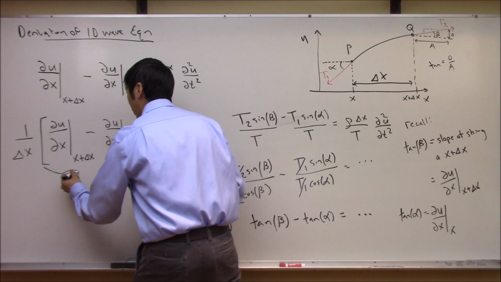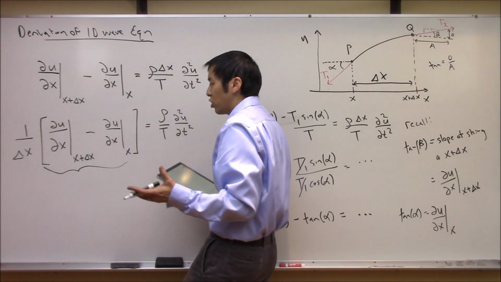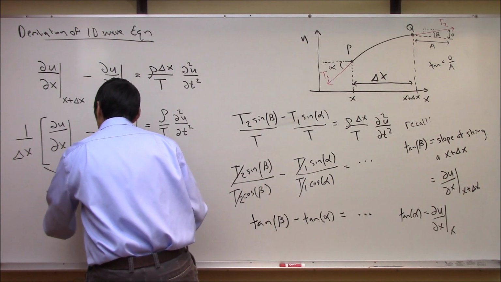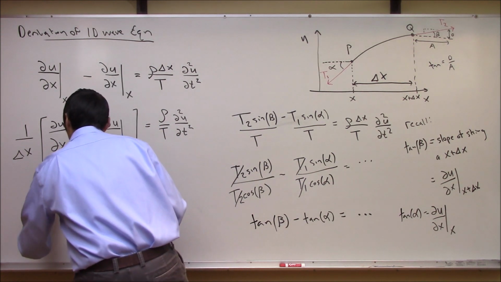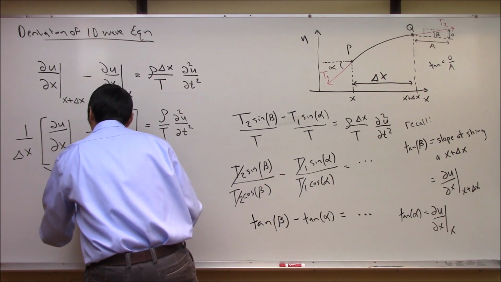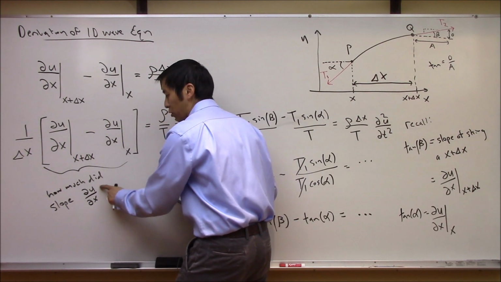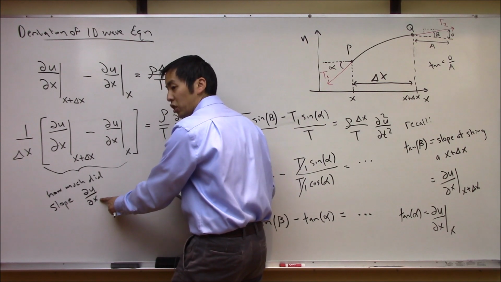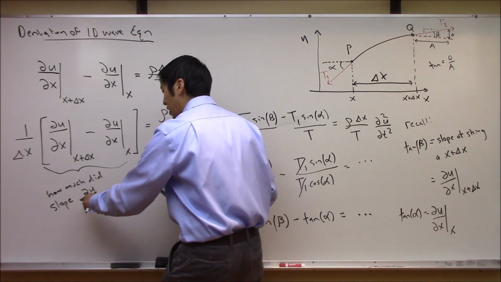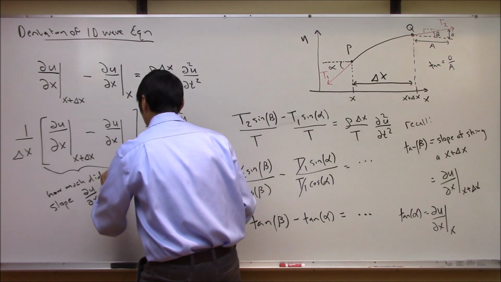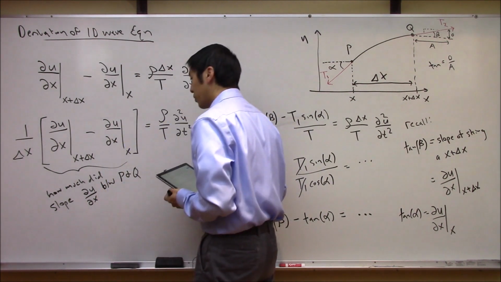So if you want to write this down in some English interpretation, this is how much the slope, in other words, partial u with respect to x, changed. Again, we have to be careful when we say slope. I mean physical slope, the deflection with respect to changing the position. How much did the slope change between point P and Q?